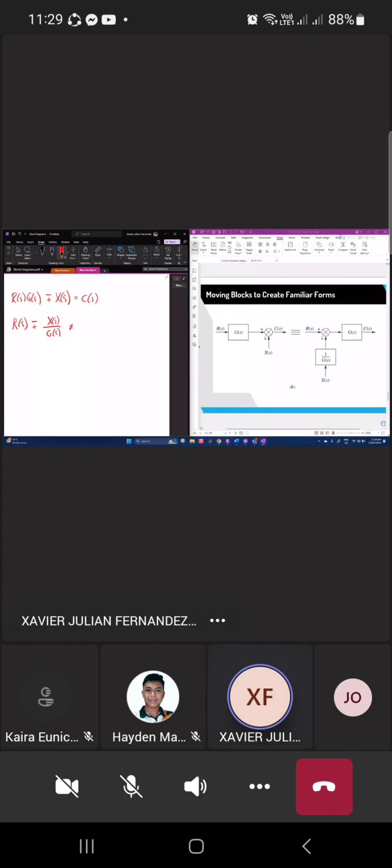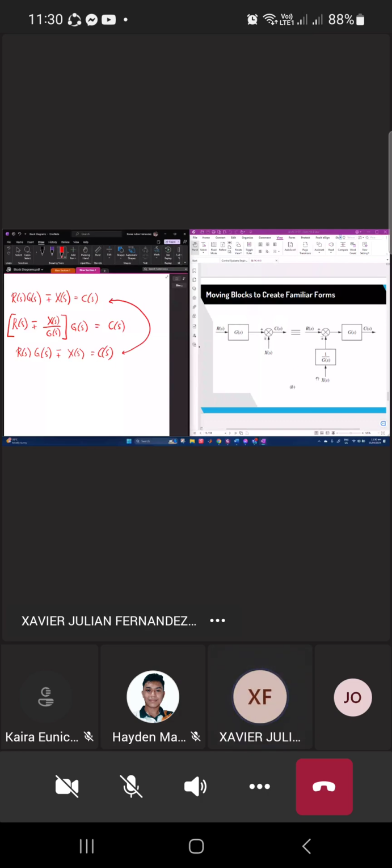There. So this output becomes the input for g of s. To get the total output, that input times g of s equals c of s. And obviously, that's the same thing, no? If we distribute, that's r of s times g of s, and this one cancels out. Minus plus x of s equals c of s. So, di ba? Pareho na siya. Tanan. Okay.